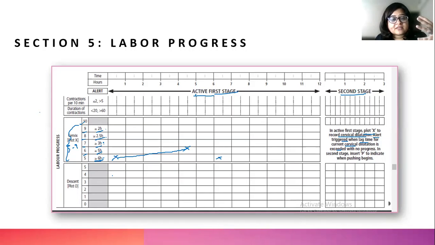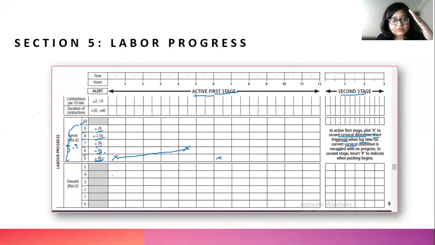Now we're waiting 6 hours at 5 centimeters and 5 hours at 6 centimeters. So the duration, of course, has now increased. This is one of the major changes in the partograph. I will repeat: in the first stage of labor, that means in the active first stage from 5 centimeter to 10 centimeter, the alert line is no longer the 1 centimeter per hour line.